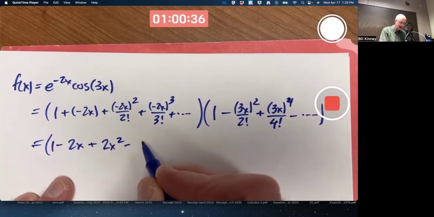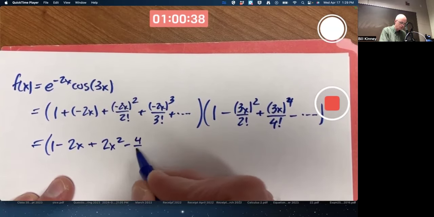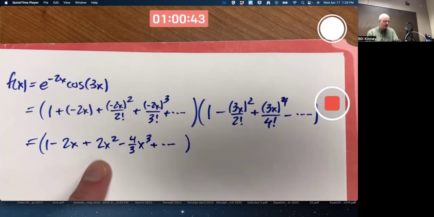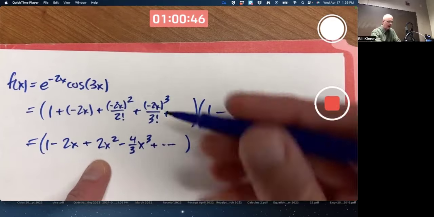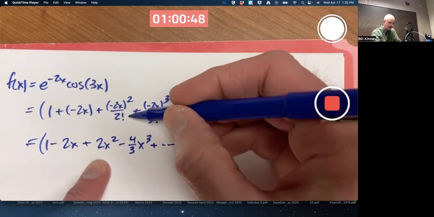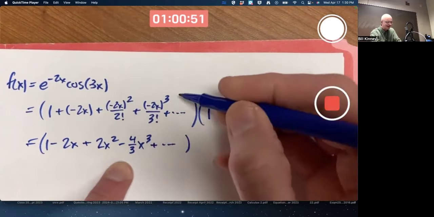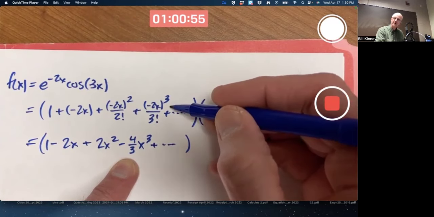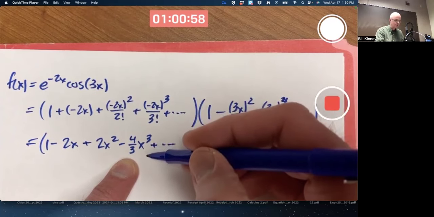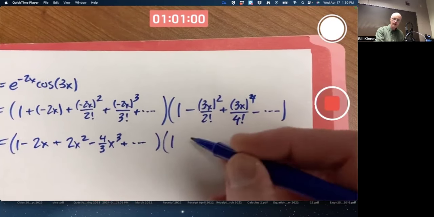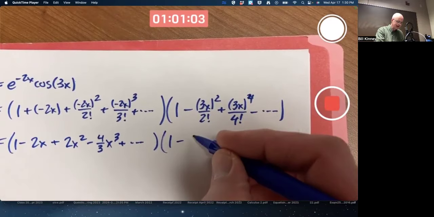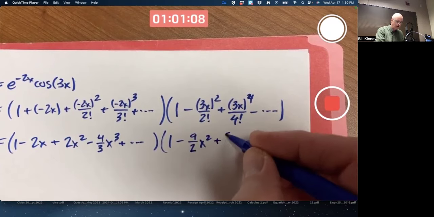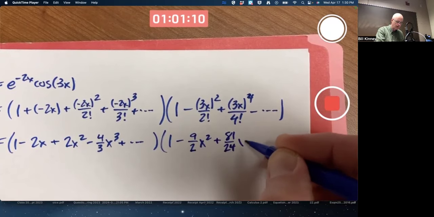I'm simplifying in my head here. Just double check in your own mind what I did there. Negative 2 squared is positive 4 divided by 2 factorial is positive 2. Here, negative 2 cubed is negative 8. 3 factorial is 6. Negative 8 over 6 is negative 4/3. Here, I'm going to get a 1 minus 3 squared is 9. 2 factorial is 2. 3 to the 4th is 81. 4 factorial is 24.